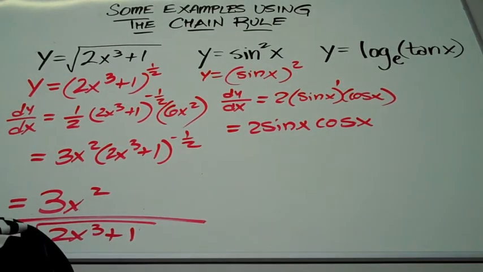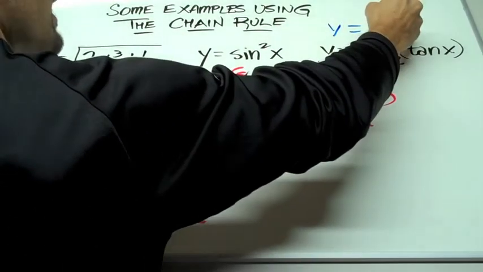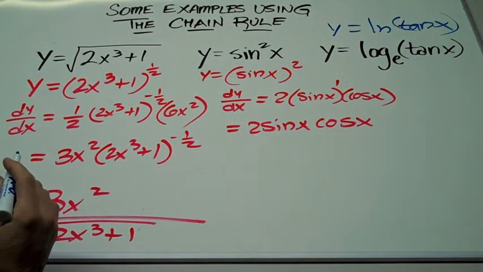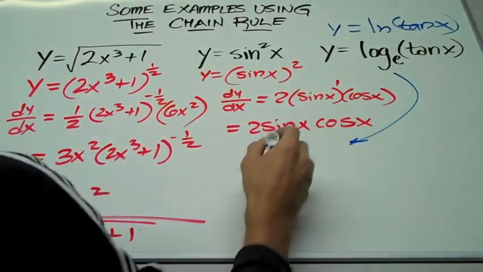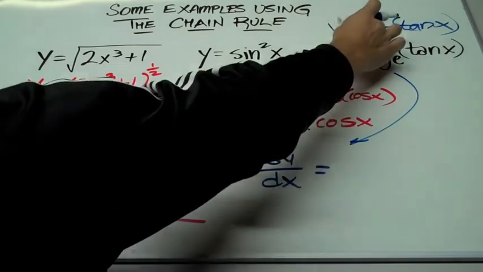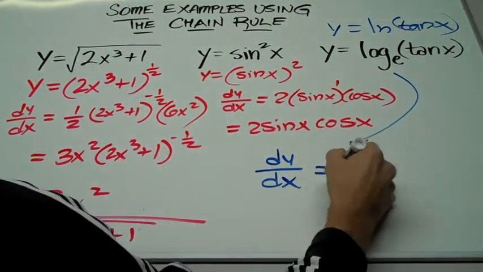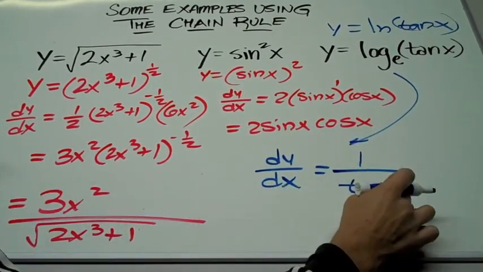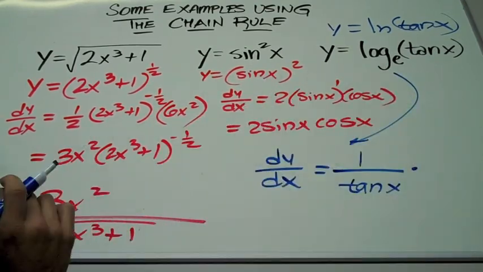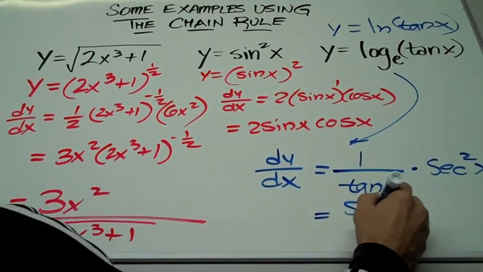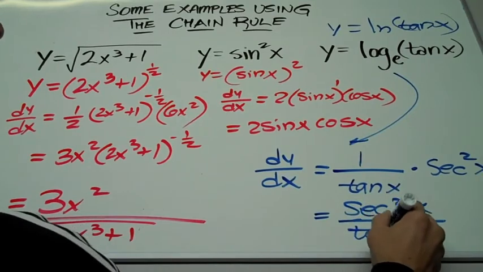And last but not least, if I have y is equal to log e tangent x, I can write that as y is equal to natural log of tangent x. And I recognize that my u is tangent x. So what is my derivative? dy/dx is equal to, well, I know the derivative of natural log is 1 over, 1 over what? 1 over my u. What's my u? Tangent x. And what's the derivative of tangent x? I now have to write that. This is now my du/dx. The derivative of tangent x is secant squared x. So I get secant squared x over tangent x.